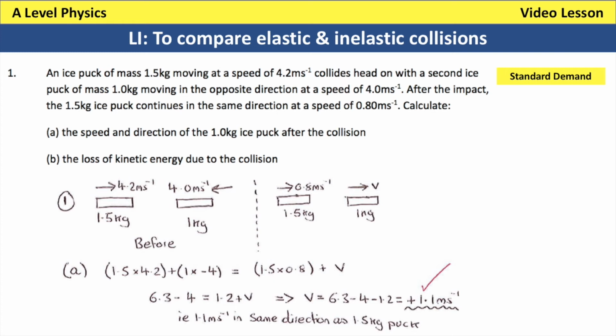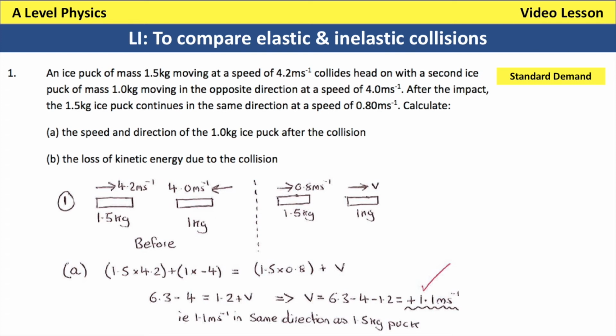Then on the right hand side afterwards, we've got 1.5 times 0.8. That is the momentum of the 1.5 kilogram puck, and then we've got the second one moving at 1 times v. We can then just do the maths of this, because 1.5 times 4.2 is 6.3. We're adding to that minus 4, so that would obviously give us an answer of 2.3. That is equal to 1.2 plus v. Take the 1.2 off from the other side, and then obviously you could divide by 1 kilogram as well, but it'll be the same numerical answer.